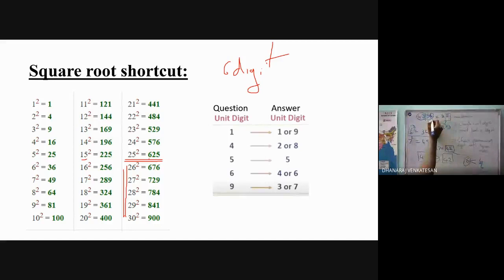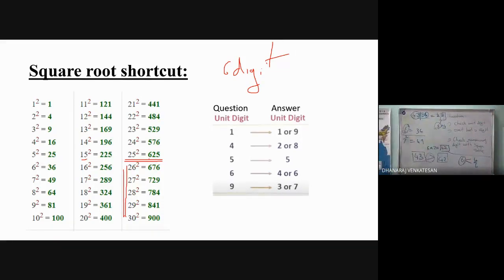First step is to check the unit digit and write the corresponding answer digit here. 6 or 4. There will be 2 values for this. Second step is to omit these 2 numbers and go through the table with the remaining digits. This remaining 43 will come between 6 square and 7 square.